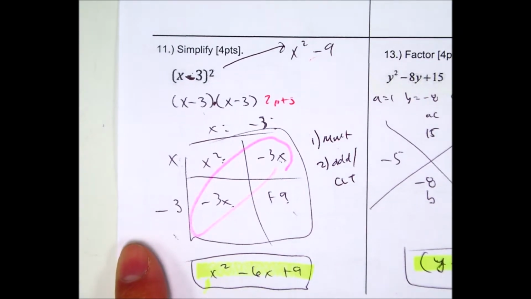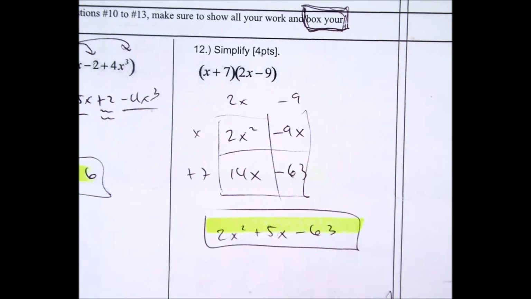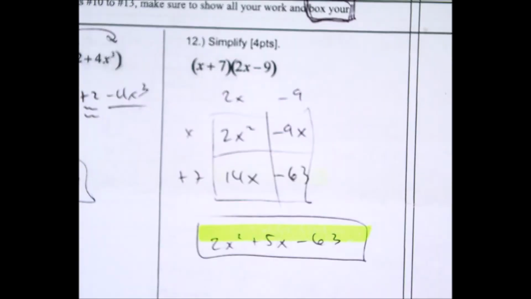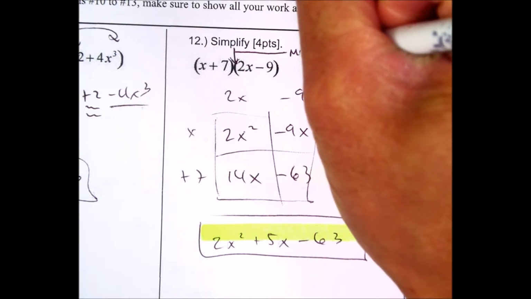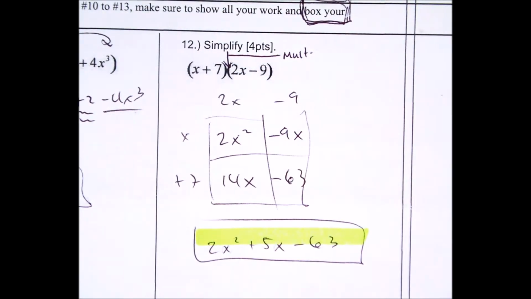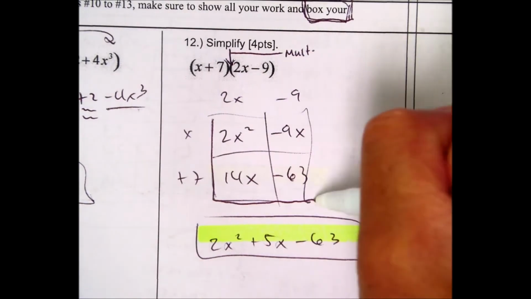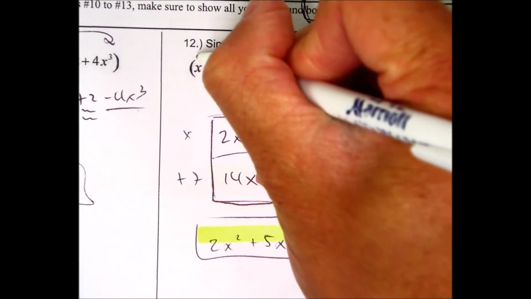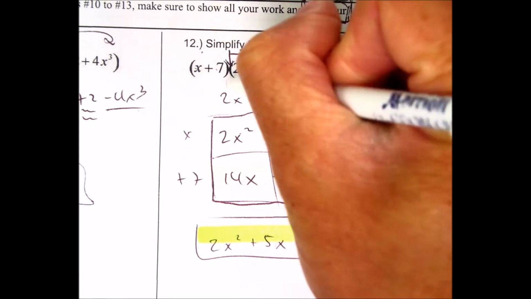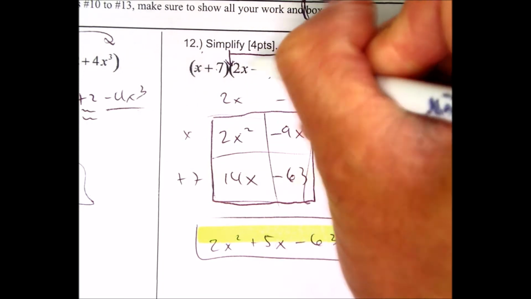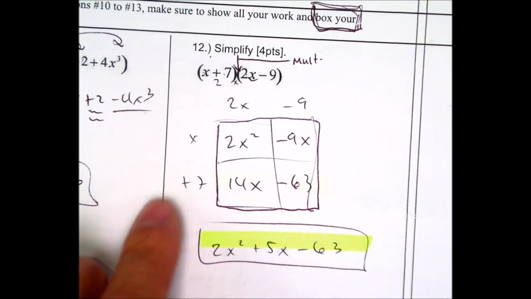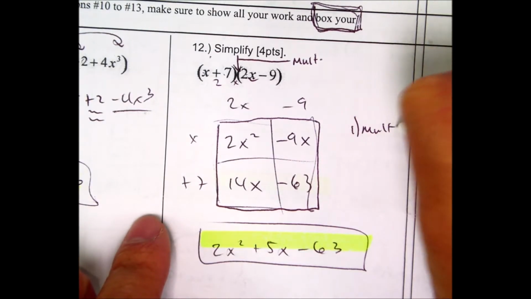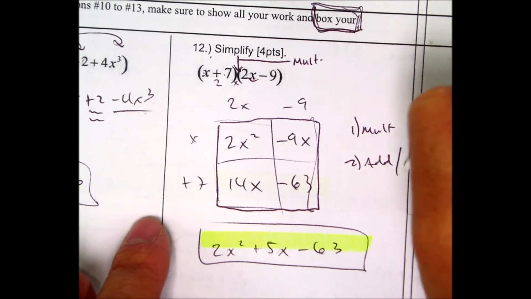Question number 12. Says simplify. Again, look between the parentheses. There is no math operation, so here we are going to multiply. Multiplying essentially means we're going to use our box. This is a binomial, so there's two terms, 1, 2, and this is also a binomial, 1, 2. So 2 times 2 is 4. You're going to have 4 boxes. Multiply first, then add or combine like terms.